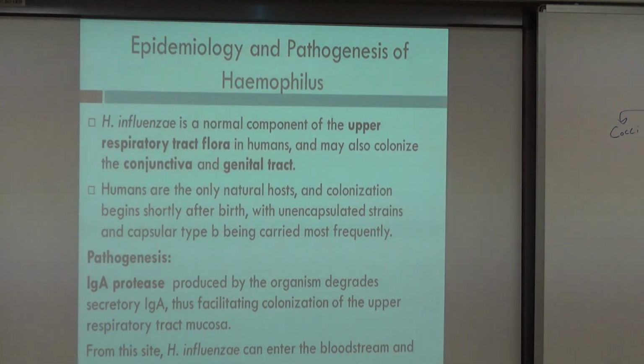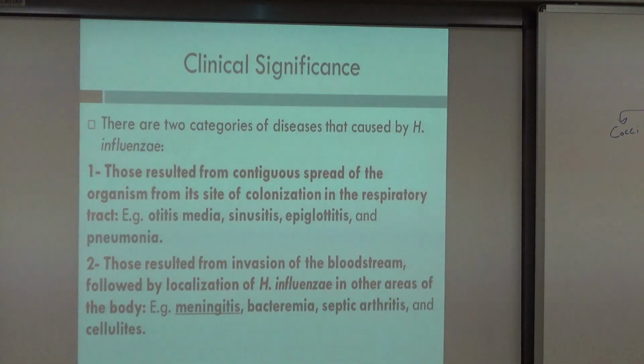Also H. influenzae, among their virulence, can enter the bloodstream and disseminate to different sites and organs, and lead to specific infections like meningitis, for example, and other related infections. So H. influenzae can be involved in different types of infections.